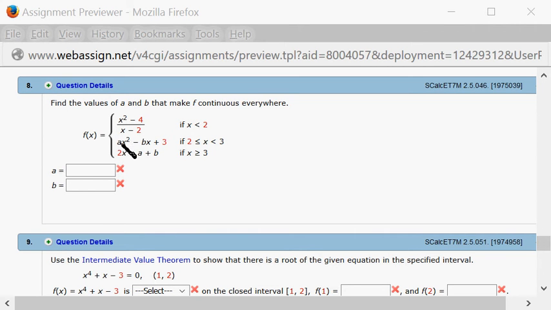And the middle one is a quadratic function, which is continuous everywhere. And the last one is a linear function, so it's continuous everywhere. So these formulas by themselves are continuous. The only problem that could occur is the gap between two different formulas. For example, at x equals 2 it changes its formula, and also at x equals 3 it changes its formula. So we have to make sure that it is continuous at 2 and also continuous at 3. Alright, so let's do that.